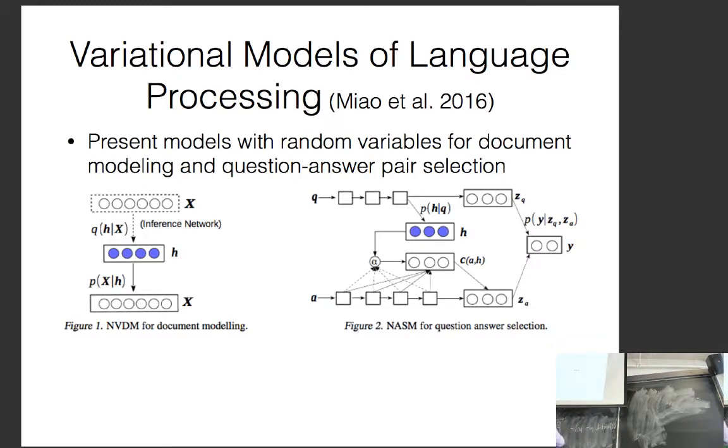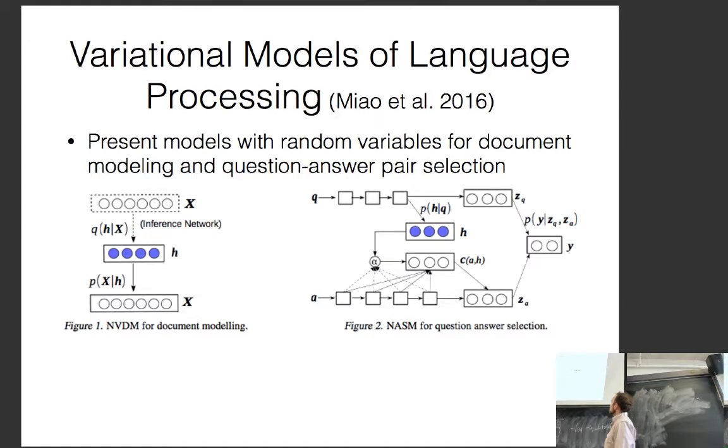But this was a variational model for document modeling, and like I said before, topic models are one example of a model that used latent variables for documents. And the idea here is that they're basically doing the same thing. They have a latent variable that describes the content of the document. But it's a latent continuous variable as opposed to a latent discrete variable.